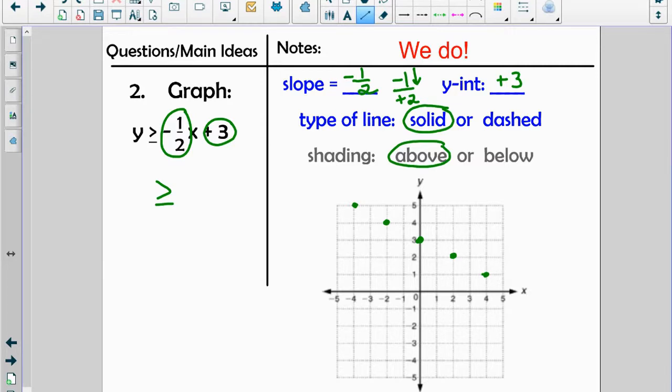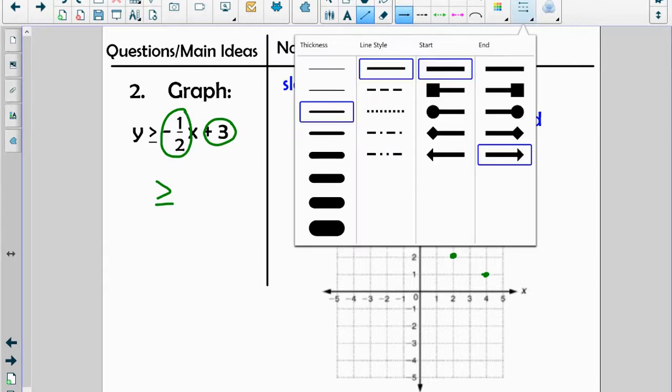For my boundary line, it's a solid boundary line because my inequality symbol had the or equal to line underneath it. That implies that all of the ordered pairs that are right on the boundary line are also solutions. So we want to go ahead and draw a straight line. So I'll do arrows on both sides, a solid line, excuse me.